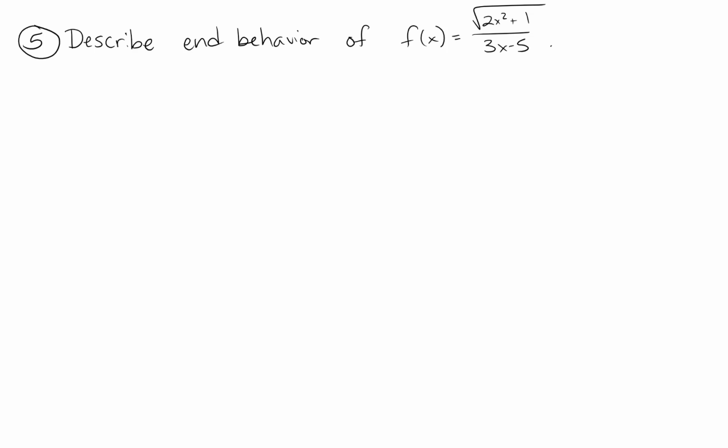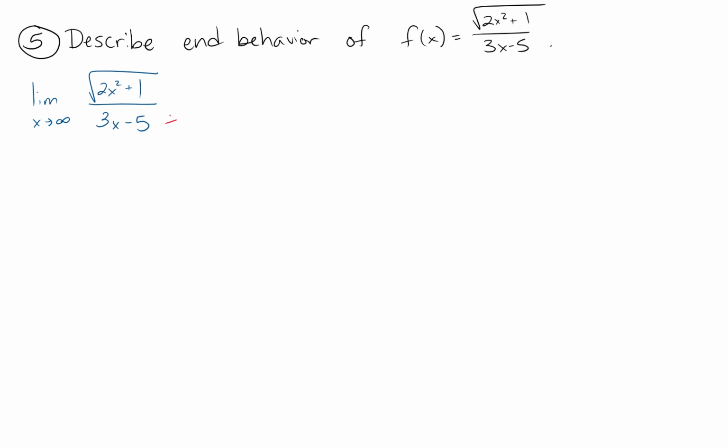All right, here's another end behavior problem. So again, we need to evaluate the limit from positive infinity first, and then from negative infinity, or we could really do them in either order, as long as we check both of them. The difference here from other problems we've seen is that we have that square root in the numerator.